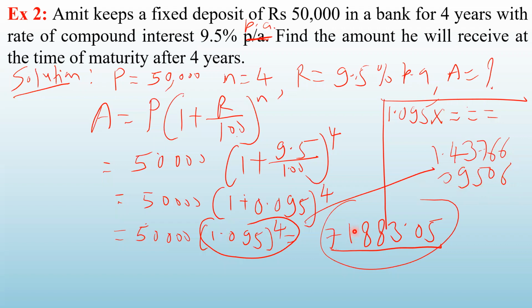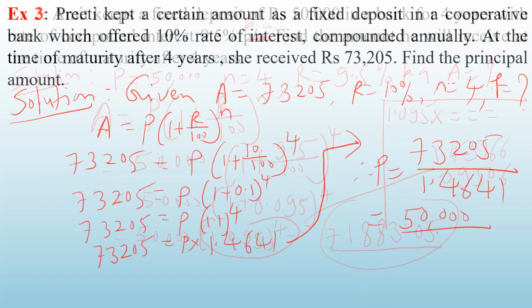Multiply by 50,000 will give you this much amount. So how much amount will he receive at the time of maturity? He will receive 71,883.05. Okay. Let us go to the next problem.